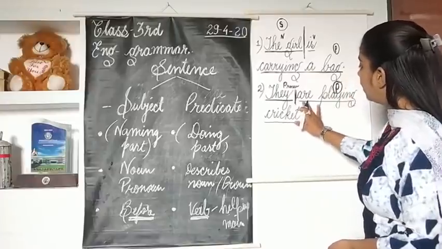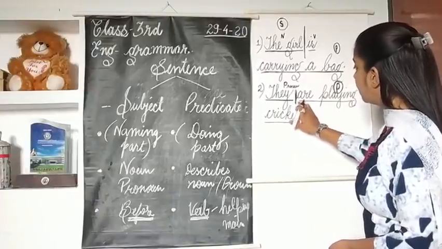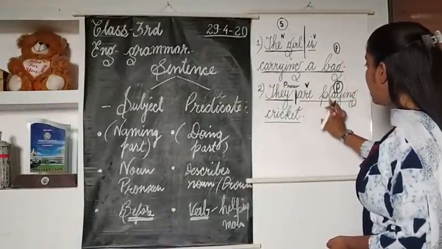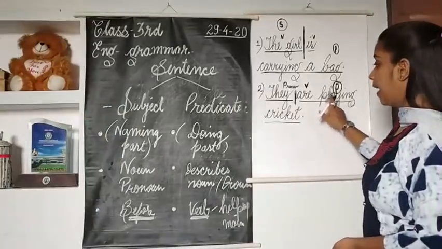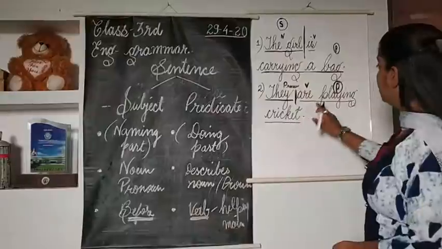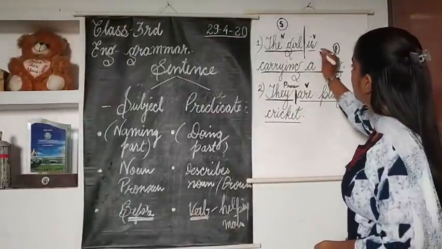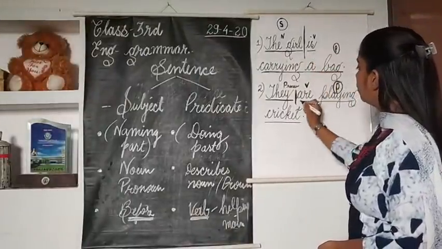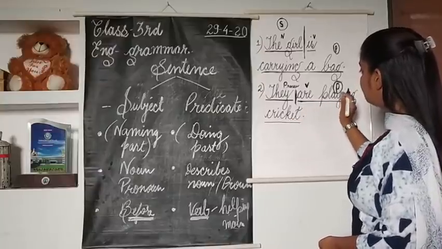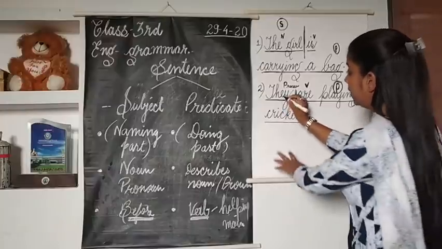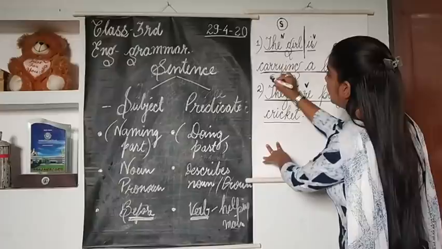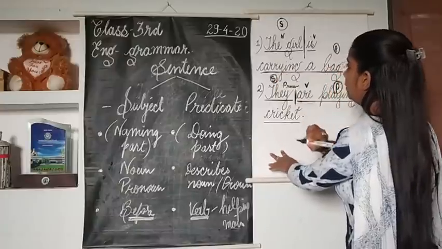And as you can see here also, the predicate part starts with a word. Are here is a helping verb and playing is the main verb. And the predicate part always starts with a verb. So here you can see, children, in this sentence also it started with a verb, and here also it's starting with a verb only. So are playing cricket is the predicate part in the sentence, and they is the subject.